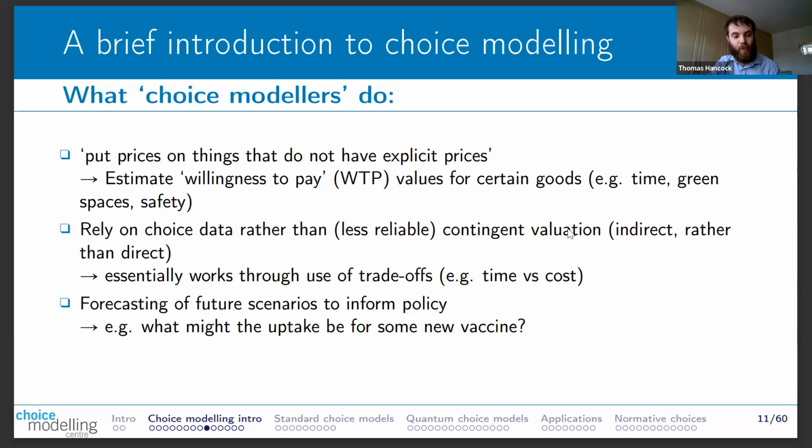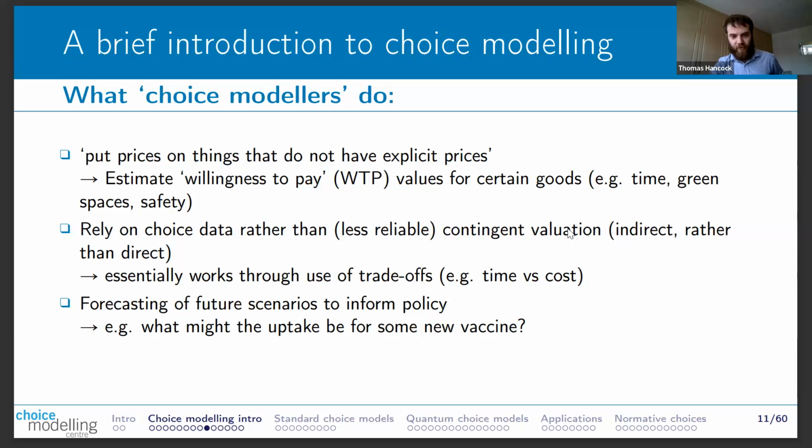So we try to rely on choice data rather than the less reliable contingent valuation. What contingent valuation is, is directly asking people what their willingness to pay is. So that would be going to the average York resident and saying, your council tax is this much, how much would you be willing to add to your council tax to build flood defences?